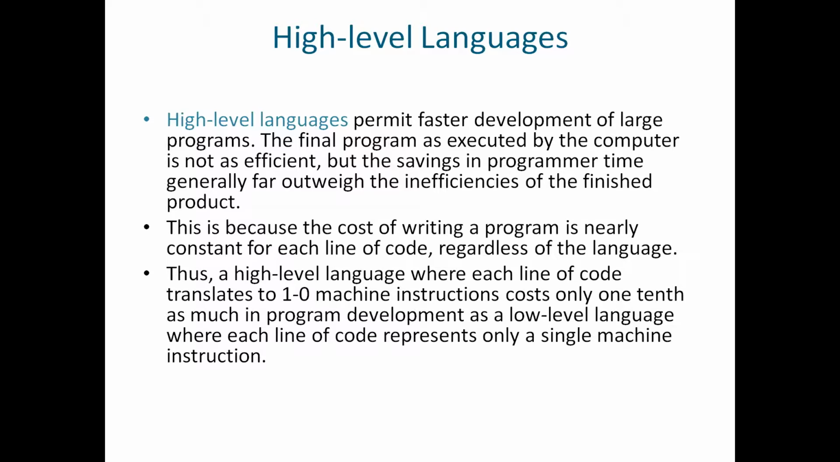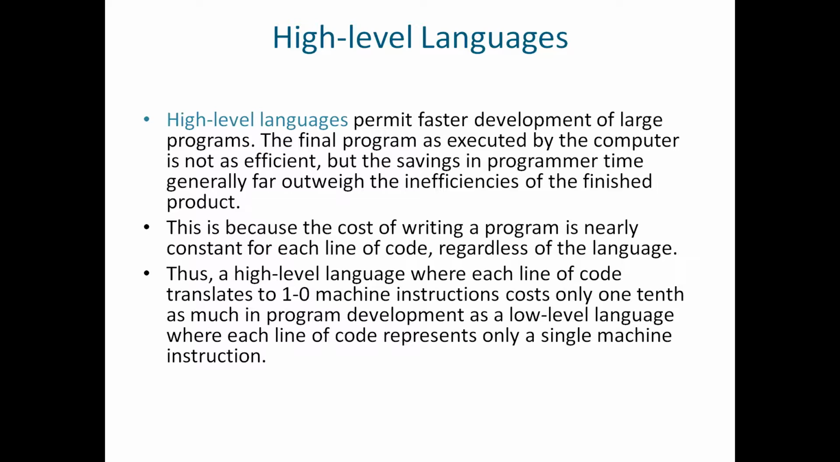High-level language permits faster development of large programs. The final program as executed by the computer is not as efficient, but the savings in the programmer's time generally far outweigh the inefficiencies of the finished product. This is because the cost of writing a program is nearly constant for each line of code regardless of the language. Thus, a high-level language where each line of code translates to 10 machine instructions costs only 1/10 as much in program development as a low-level language, where each line of code represents only a single machine instruction.